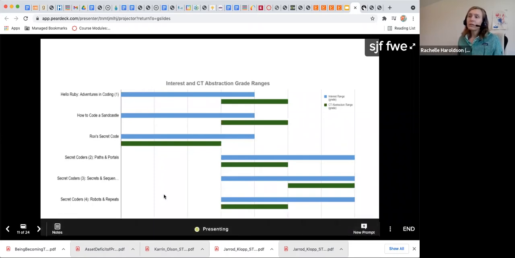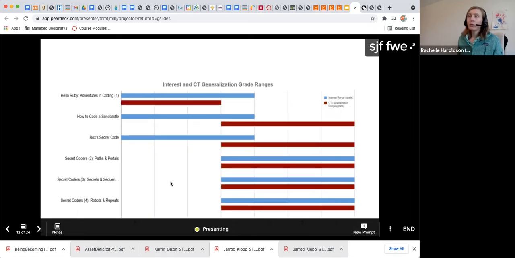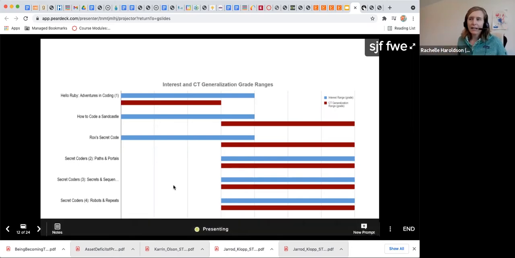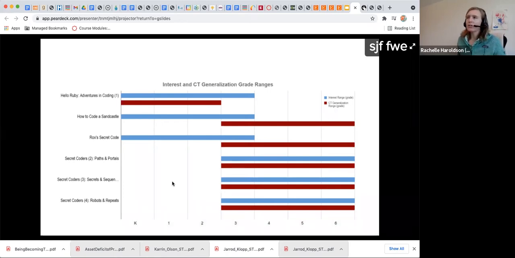So this is what it looks like for these different books. This is for just the element of abstraction. If we go to generalization, it looks a little bit different. Now, if you remember from earlier, generalization only had 2 bands. It had kindergarten through 2nd grade, and then 3rd through 6th grade, they were all lumped together. And we start to see that here. There's not as much of the granularity as you saw in the abstraction.